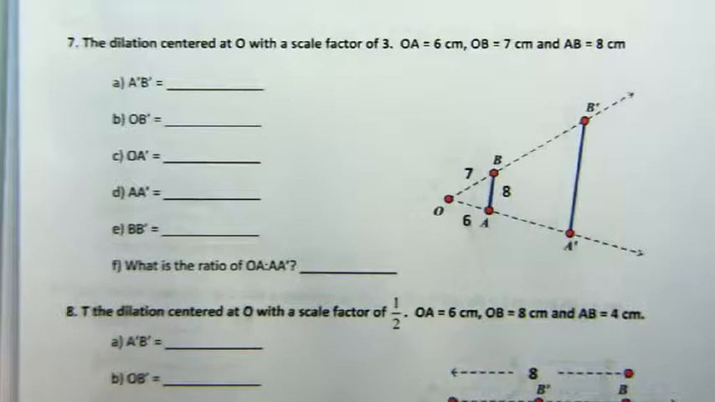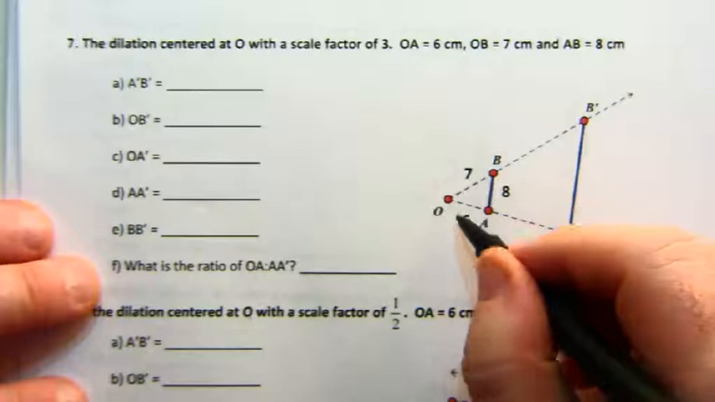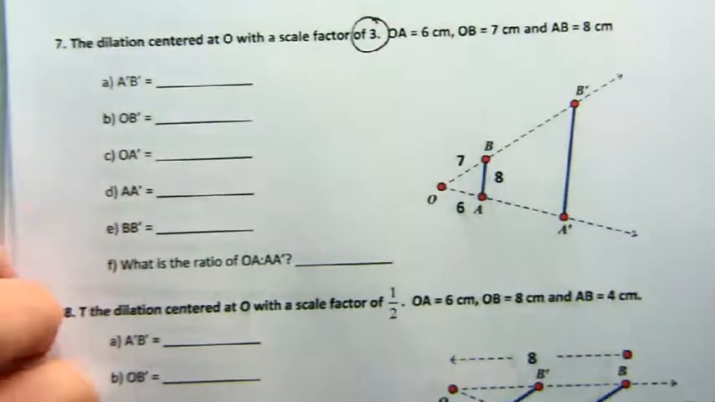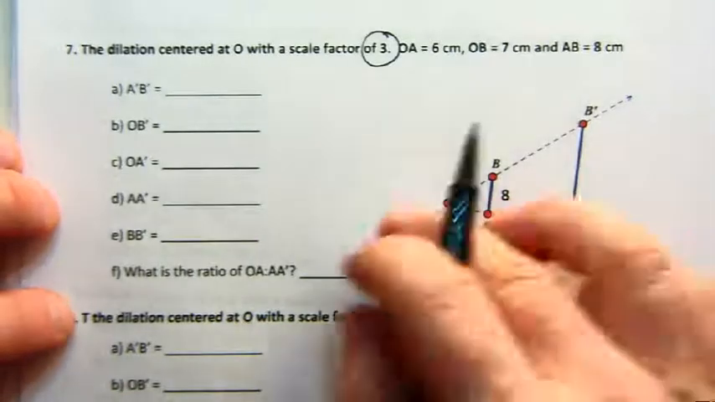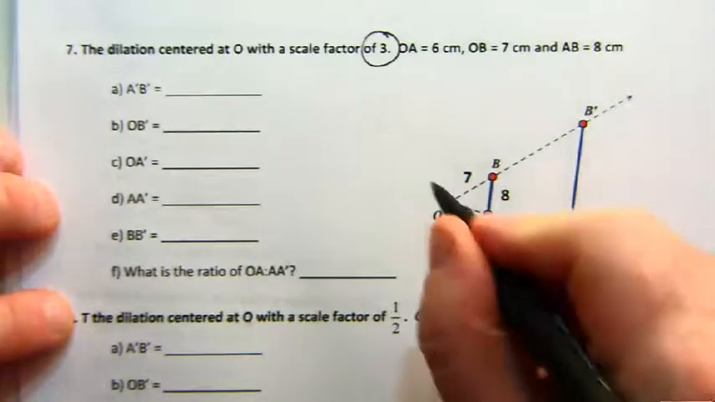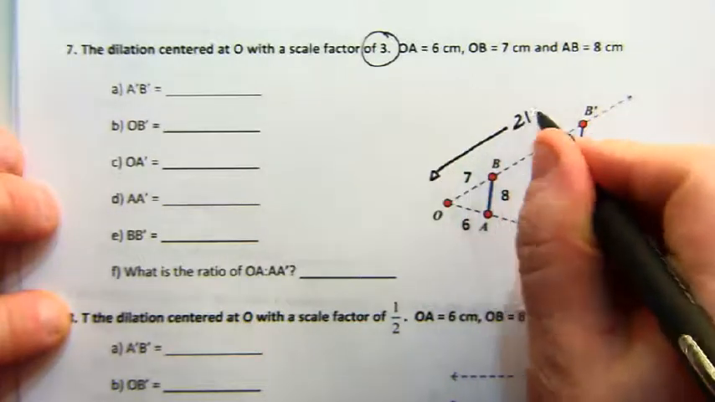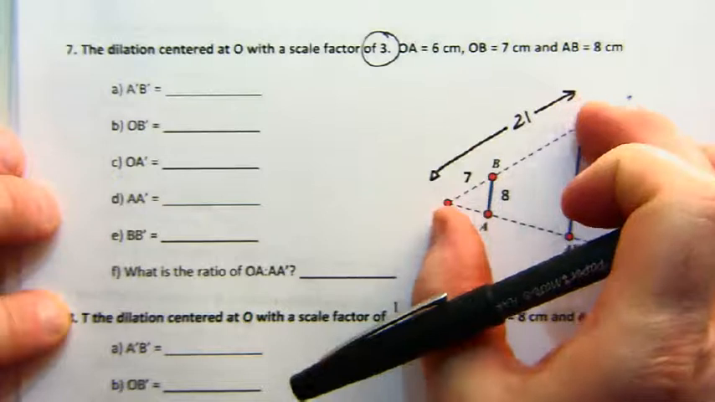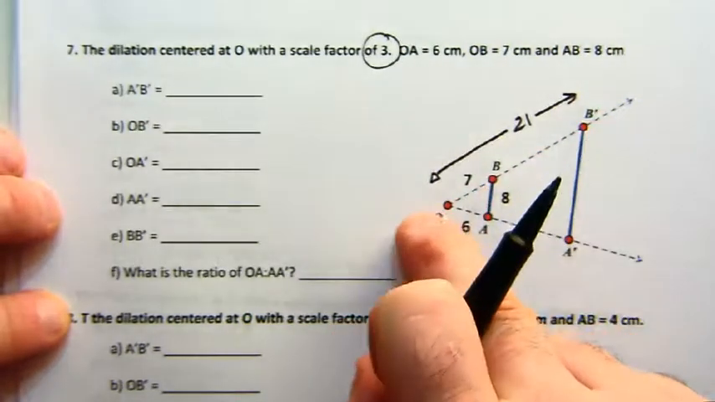Let's take a look at some other ways that dilations get displayed here. Here's some original distances, 7, 8, and 6. They tell us that the scale factor is 3, and our center is O. So everything gets 3 times bigger. I'm going to put some things down to help me make some decisions. If this is 7, 3 times bigger is 21. Notice I'm not starting from B, it's from here 3 times bigger.